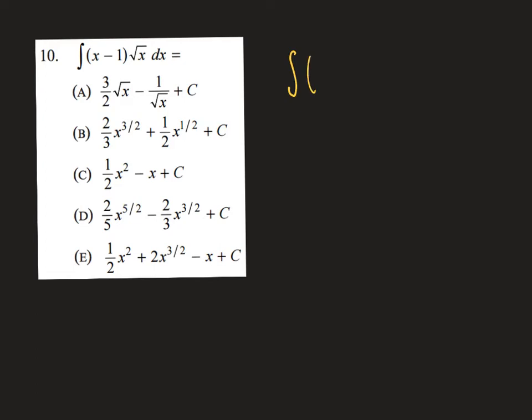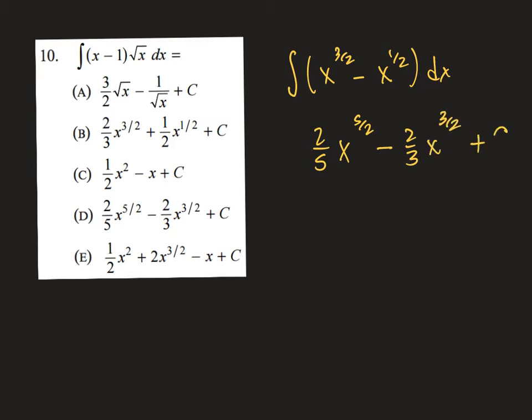So this is going to turn into x to the 3/2 minus x to the 1/2 dx. And I'll just do antiderivatives. So the antiderivative of x to 3/2 is 2/5 x to the 5/2. And then the antiderivative for x to the 1/2, that would be minus 2/3 x to the 3/2. Don't forget the doggone plus c, right?